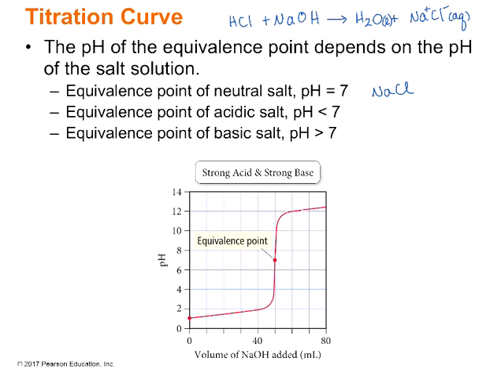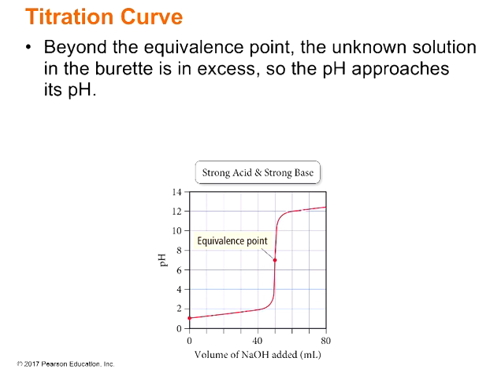But the equivalence point makes sense, right? So if we have an acidic salt, we expect the pH to be a little bit lower than 7. And if we have a basic salt, we expect the pH to be greater than 7. Now, remember as well that beyond the equivalence point, the unknown solution in the burette is in excess. In this case, a base. So the pH is going to approach the pH of the base. So that's this portion here.